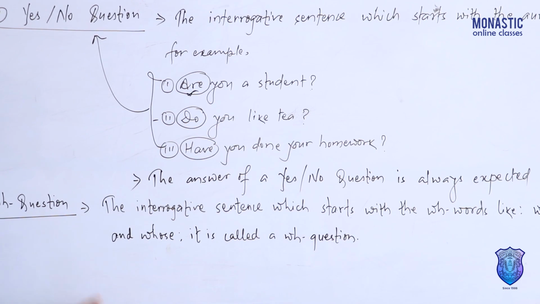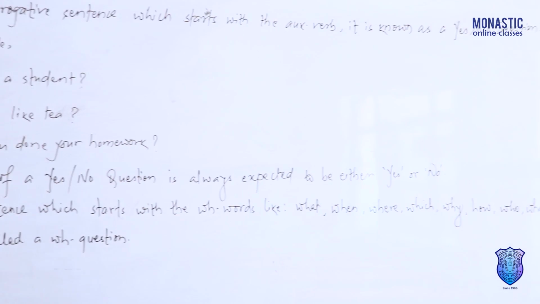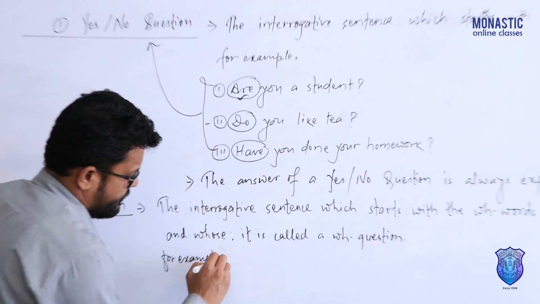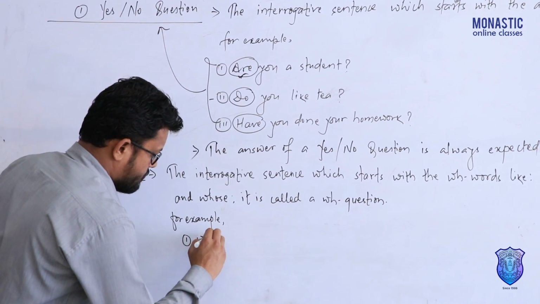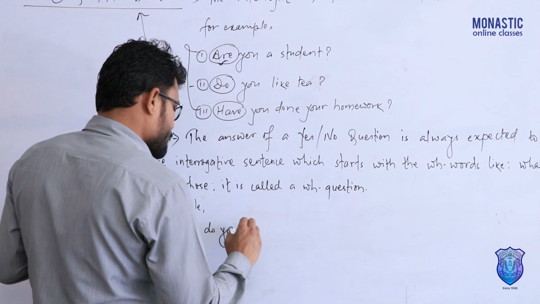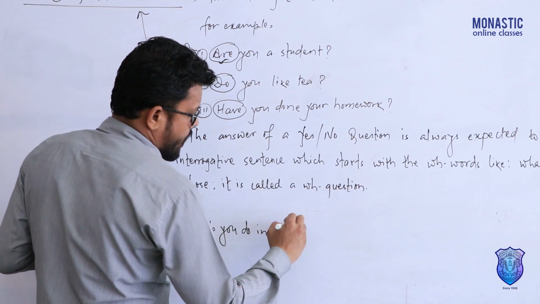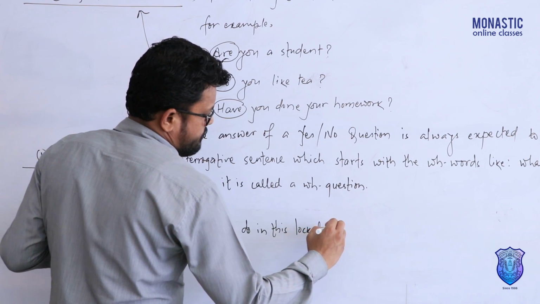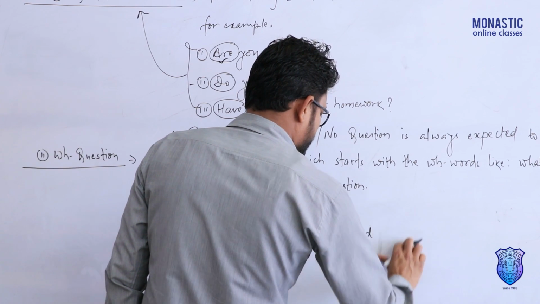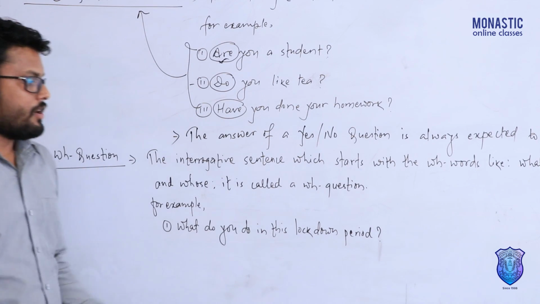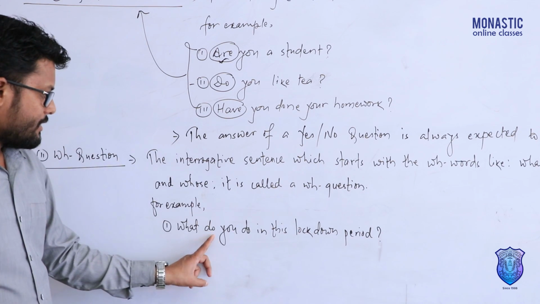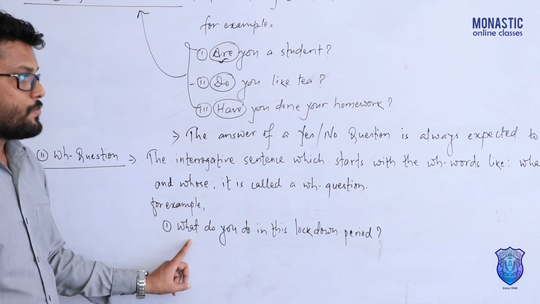Whenever we find that any question starts with the WH words like what, when, I want to give you examples of this WH question, like: what do you do in this lockdown period? It's a question. You can find that the sign of interrogation is at the last, as well as the auxiliary before the subject, and it has been started with the WH word what.